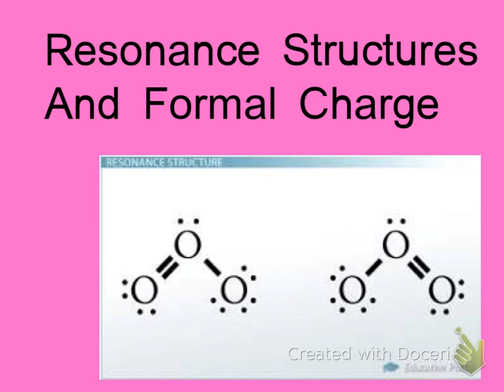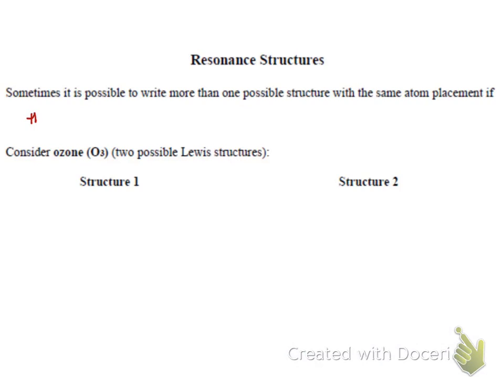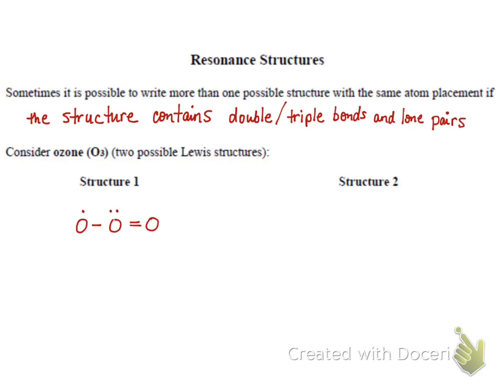Some covalent compounds have structures that can be drawn in more than one way, and we'll see that these are resonance structures. So if it's possible to write more than one possible structure with the same atom placement, if the structure contains double and/or triple bonds and lone pairs, so these are electrons that can be moved around.